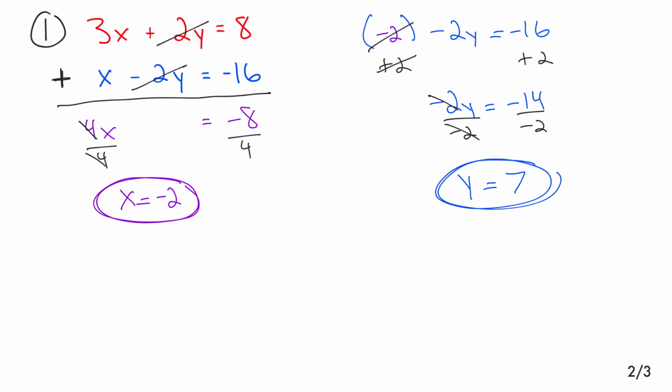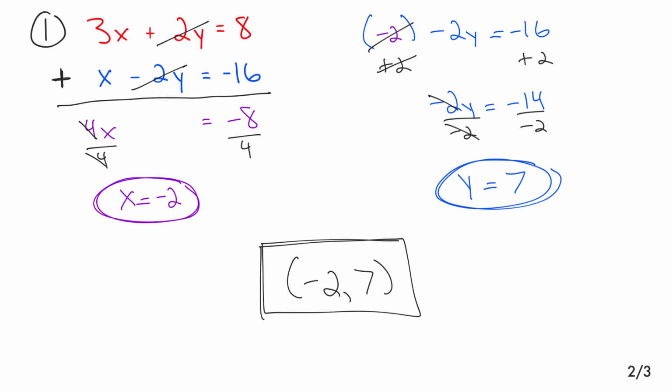If you stop here and say, I'm done, I got my answers, you are wrong. We are finding a coordinate. You need to write this as a coordinate. The answer is negative 2 comma 7. Now this one wasn't too bad because it was actually set up for elimination. We didn't need to do much. My next example will not be set up for elimination. We need to set it up ourselves before we go through this process.